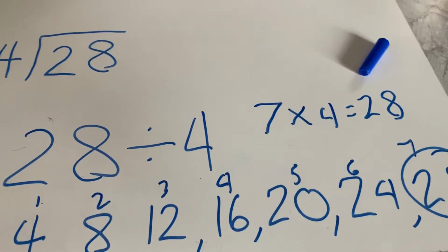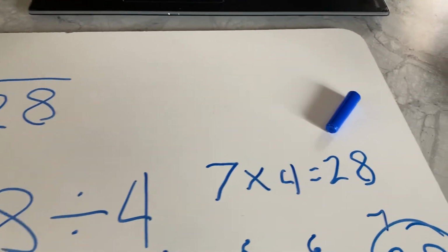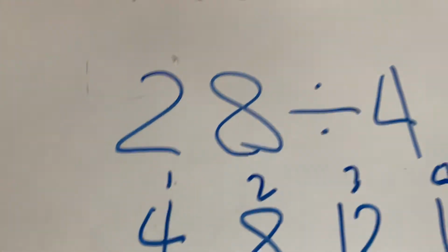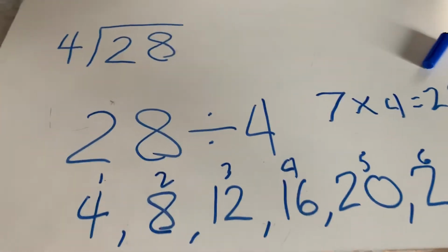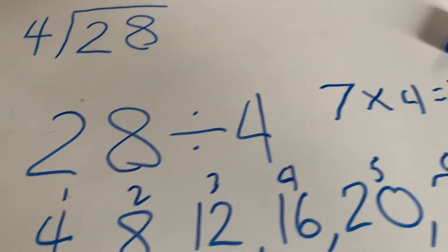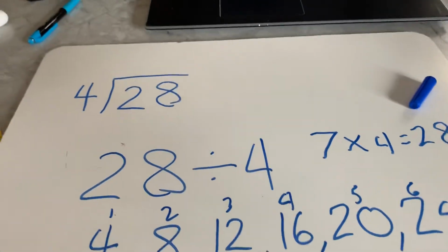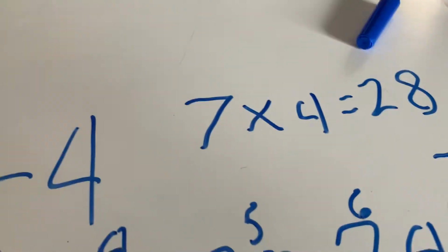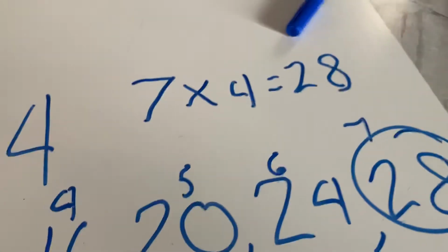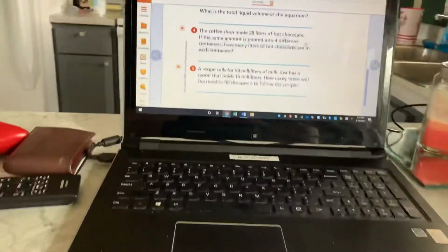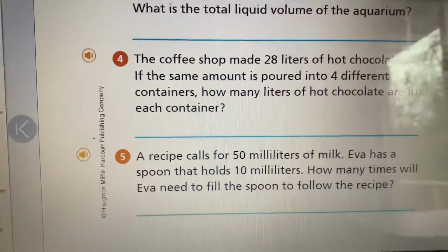We always like to use those fact families. We always know multiplication is the opposite of division, so we use multiplication to solve division. And we can use division to solve multiplication too. Just like we can use subtraction to solve addition. So it took 7 4s, so it's 7 liters for number 4.